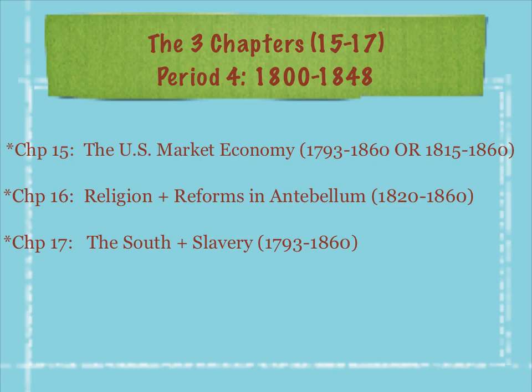And the final chapter then is chapter 17, the South and slavery. And there's that year 1793. The cotton gin booms the slave trade and the need for slaves because the South is dependent on cotton. Cotton is king and controls the southern economy up until antebellum America, and we'll get into that.